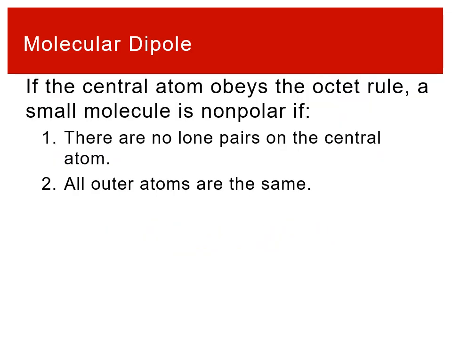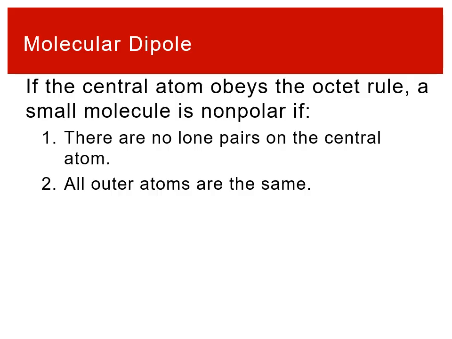Coming up with those shapes can be a bit tedious, and you have to dust off a few cobwebs, but we can also take these ideas about symmetry and canceling out and come up with some guidance as to what sorts of molecules are polar or not polar based off looking at their Lewis structure. So as long as your central atom obeys the octet rule, a small molecule with a central atom is nonpolar if there are no lone pairs on the central atom and all outer atoms are the same.